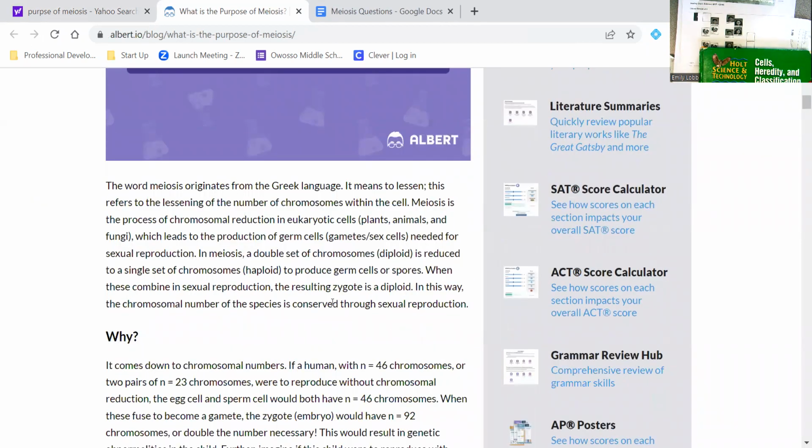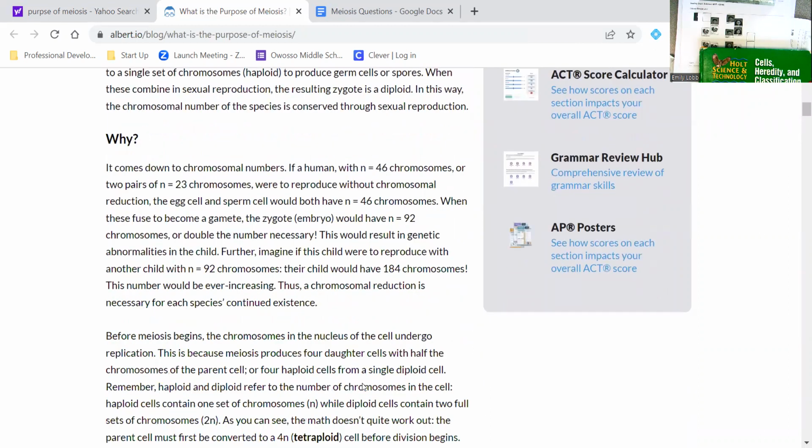All right. So the word meiosis originates from the Greek language and it means to lessen, which makes sense, right? Because we're lessening the number of chromosomes. In meiosis, a double set of chromosomes is reduced to a single set to produce germ cells or spores. So then the zygote becomes diploid when we have 2 of those cells combining. So it comes down to chromosome numbers.